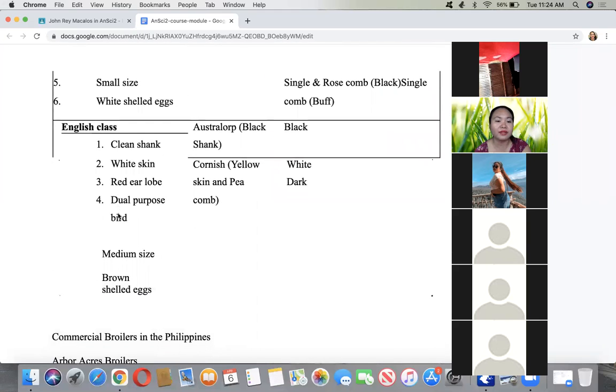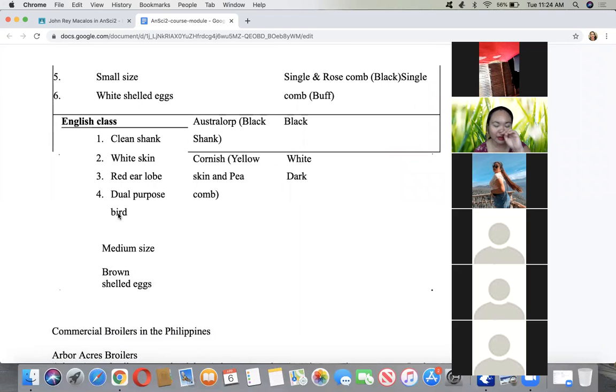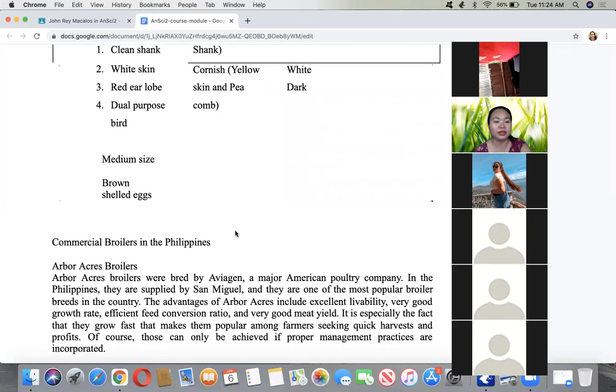And we also have the English class. So probably it's from the UK, no? And they are the Australorp, Cornish, and those with yellow skin, and Pecan, no?